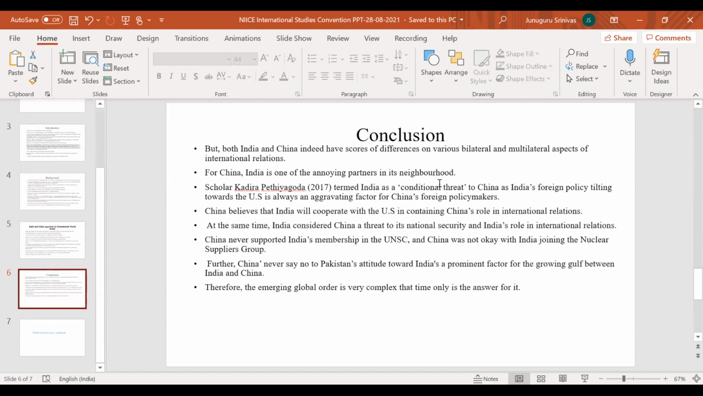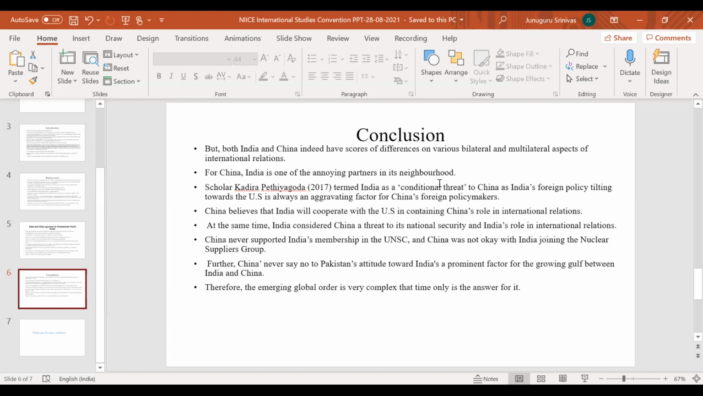So in conclusion, both India and China indeed have scores of differences on various bilateral and multilateral aspects of international relations. For China, India is one of the annoying partners in its neighborhood. Scholar Kadira Pityagoda termed India a conditional threat to China, as India's foreign policy tilting towards the US is always an aggravating factor for China's foreign policy makers. China believes that India will cooperate with the US in containing China's role in international relations. At the same time, India considers China a threat to its national security and India's role in international relations.